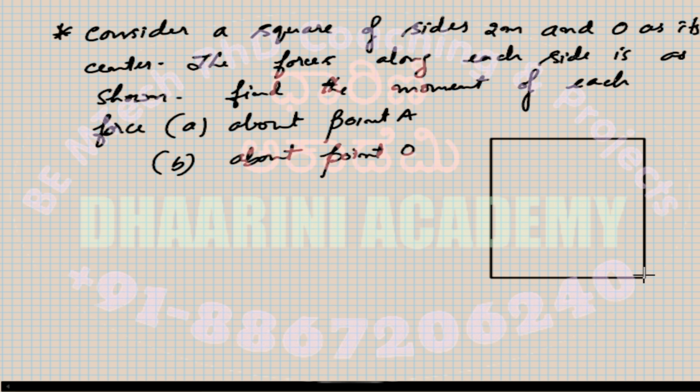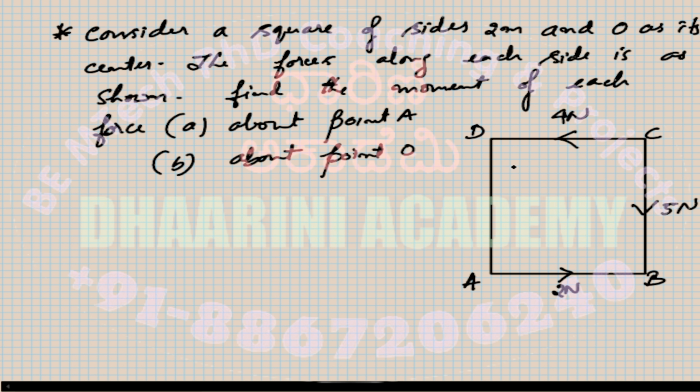So this is a square, let's assume each one is of a specific size. The sides are 2 meters. So this is A, B, C, D. It mentions that there is a 2 Newton force here, a 5 Newton force here, a 4 Newton force here, and this is a 3 Newton force. And at the center they are marking the point O.